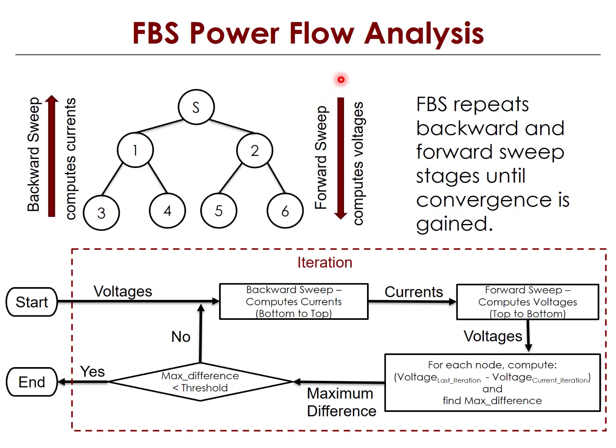On the other hand, the forward sweep stage calculates the voltages of each node by starting from the nodes at the first layer of the distribution tree and ending at the nodes at the last layer. The FBS method keeps iterating, which means it repeats the above-mentioned two stages starting from the backward sweep one until convergence is gained. And the convergence is gained when the maximum difference between the voltages of nodes in two subsequent iterations is less than a defined threshold.